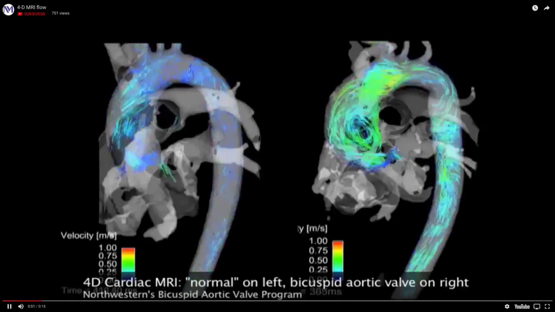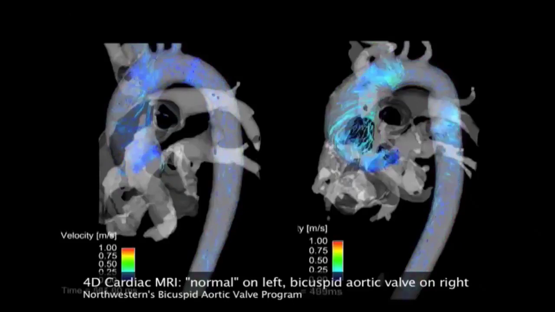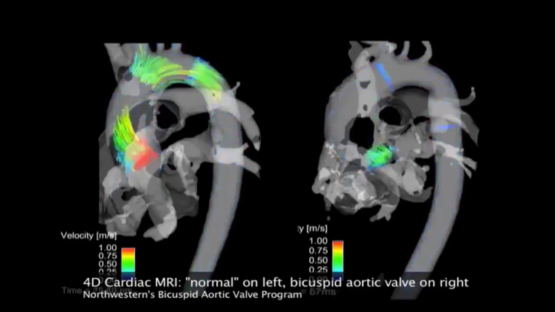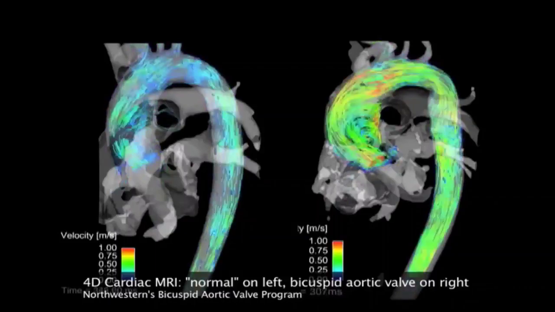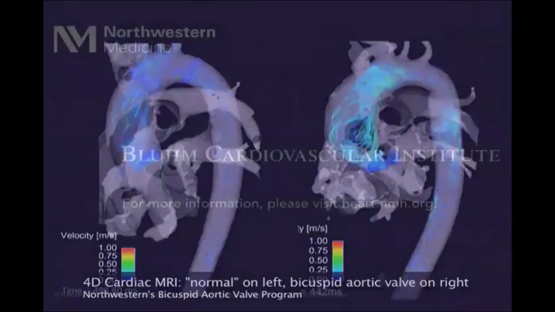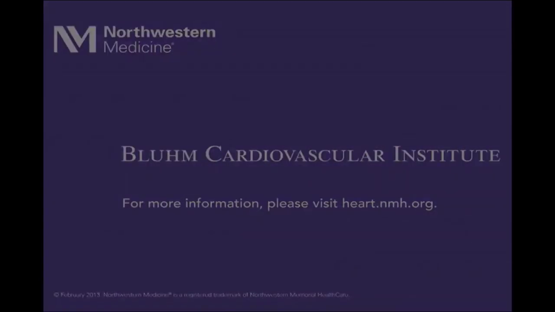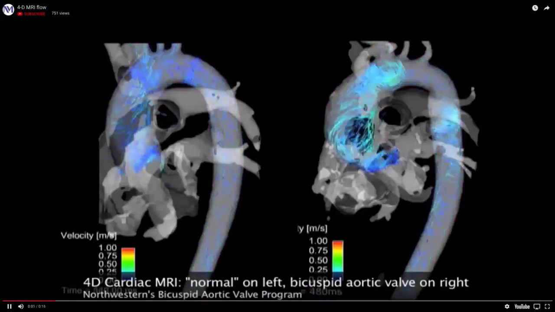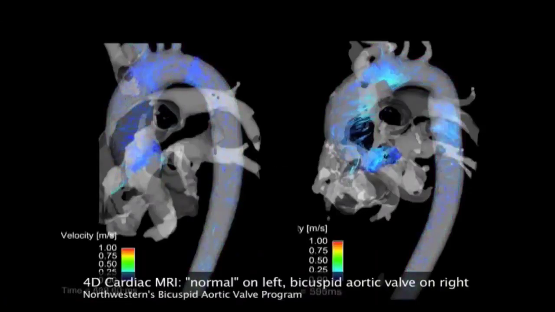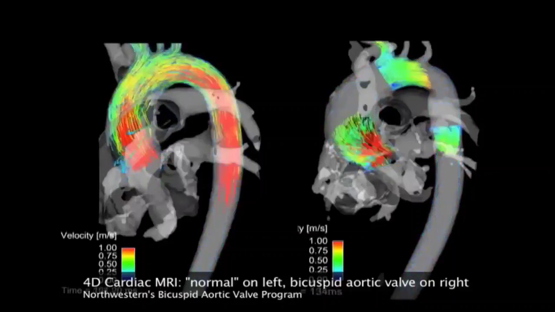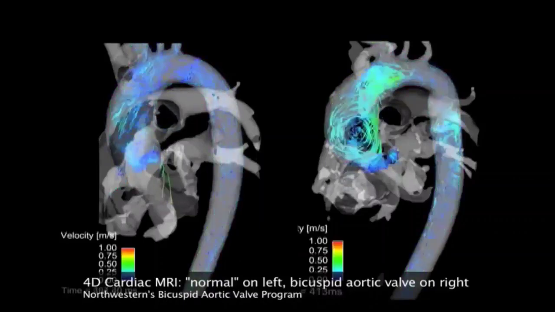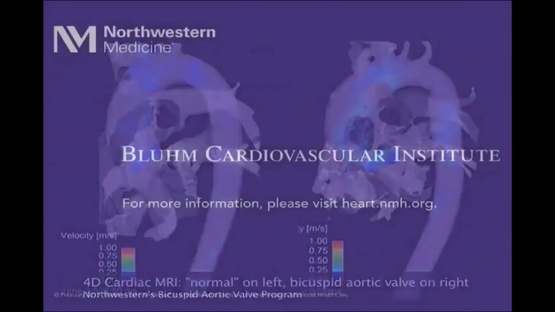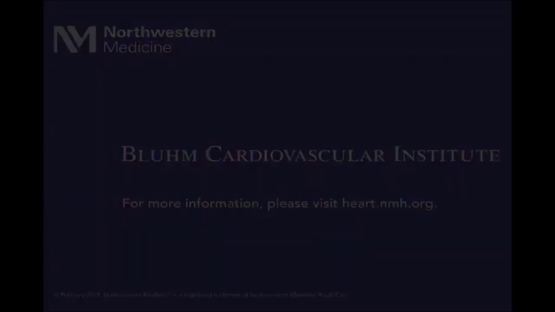So this is a 4D MRI, and as you can see here, there's a normal flow pattern. My arrow is not pointing, but there's a normal flow pattern seen in the picture on the left. That's a normal tricuspid valve. I'll play it again, hopefully. And this other picture here is one with a bicuspid aortic valve, and you can see that there's this helical flow pattern with increased turbulence. I think it's a pretty striking finding. You don't have to be an MRI expert to see that.